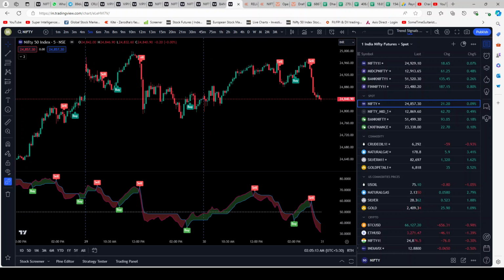Especially the lower signal comes in at about 2:35 and the upper signal comes in at 2:45. So after 2:30, no trades. With that, we will let it go.